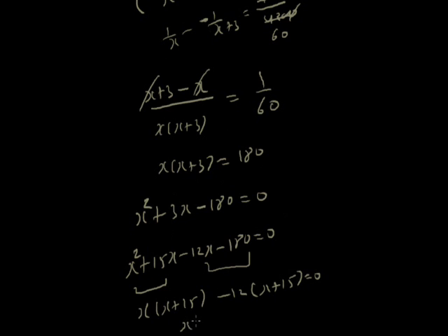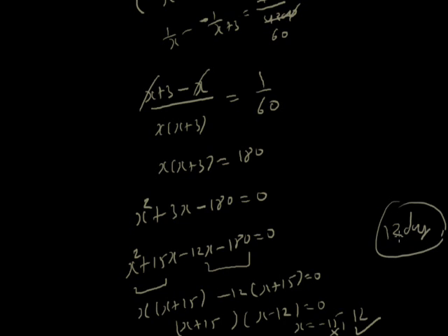So from these two terms I take x plus 15 common, and what is left? x minus 12 equals to 0. So the value of x can be minus 15 or 12. As the number of days can never be negative, this is not possible, so the answer is 12. So his original duration is 12 days. Thank you.